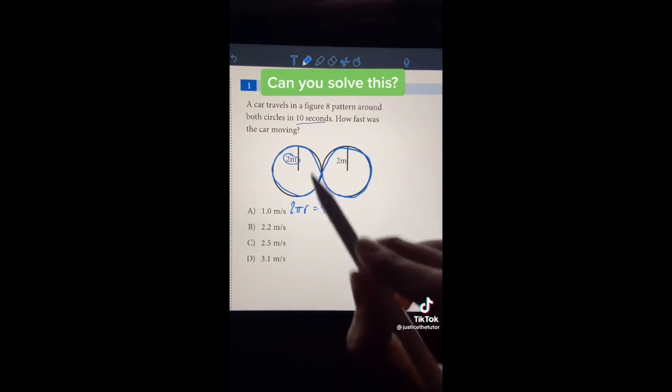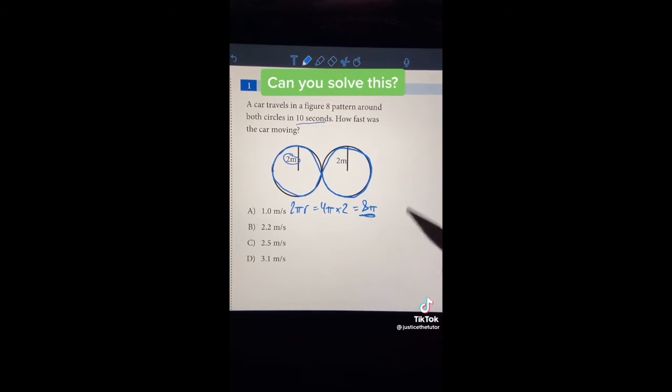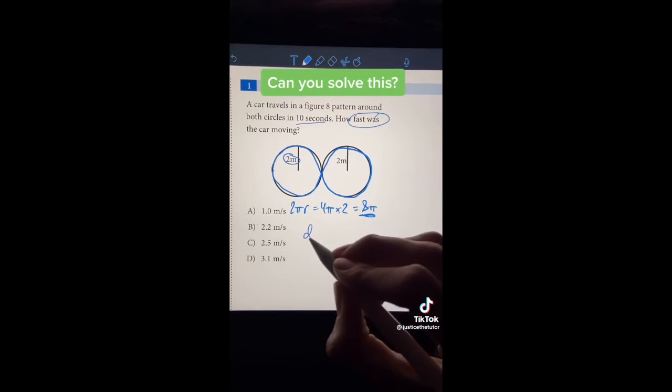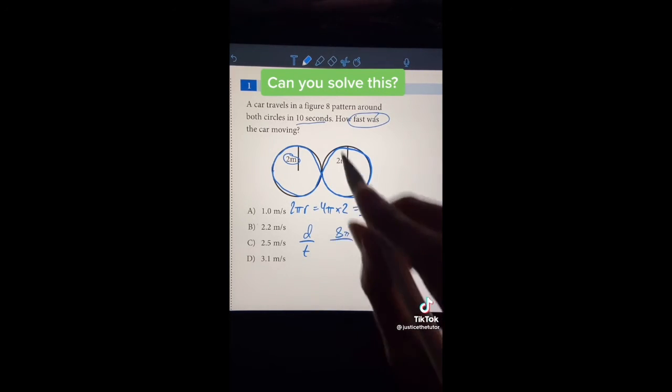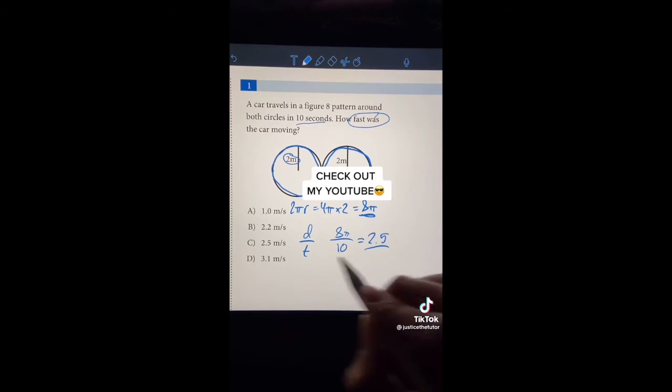But he went around both circles, which means that we're gonna have to multiply this number by 2, which is 8 pi. So this is the distance around both the circles. And it's asking for the speed, and the speed is just distance over time. And distance is 8 pi, the time is 10 seconds, 8 pi over 10 is 2.5, so it's C.